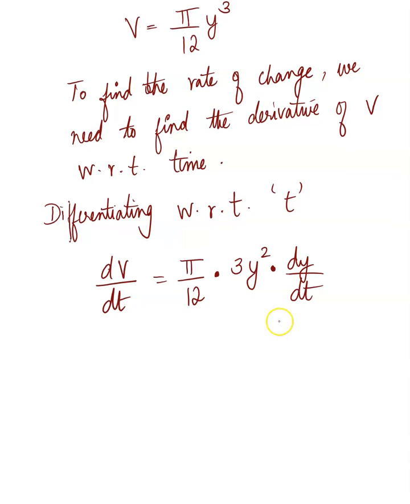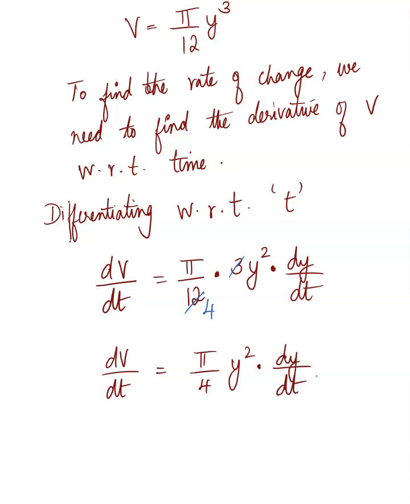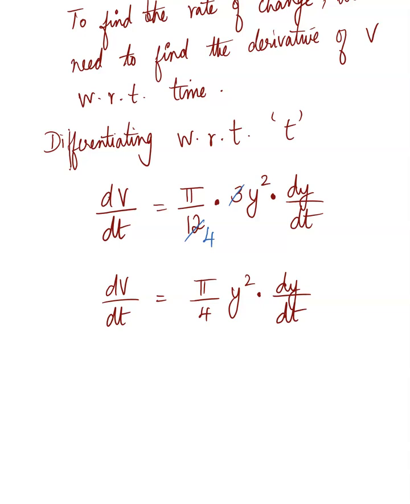Excellent. So we got all these details. I think we can even go further and simplify this. 3, and that will be a 4. So write it one more time. dv over dt is pi over 4 y squared times dy over dt. Now we are given already that dv over dt is 9 cubic feet per minute. We don't need to write the units here. And we are told that at a particular instant, y is 6 feet, for which we need to find dy over dt. That's the missing information.